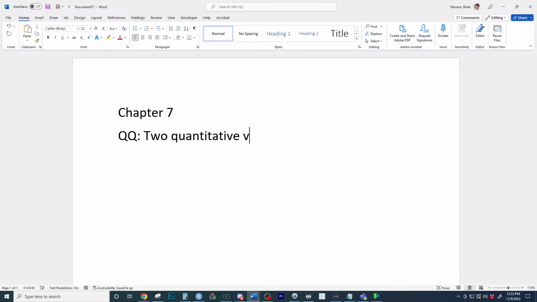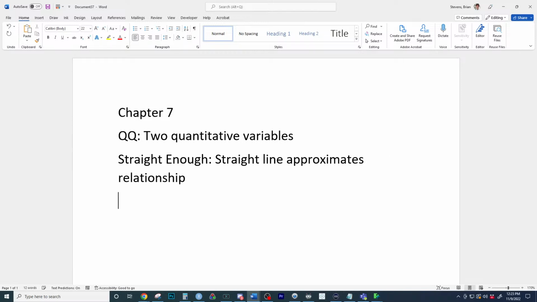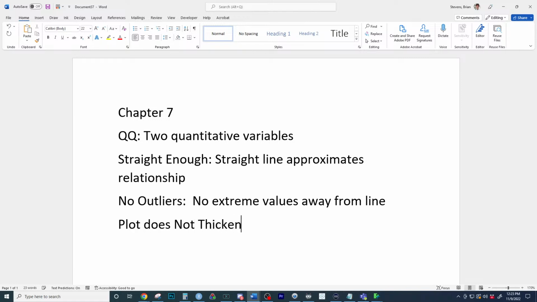You have to ask, are X and Y quantitative variables? So probably don't write QQ. I don't think it's a written question, but you'd probably want to say 2 quantitative variables. We memorize it as QQ. Straight enough means a straight line approximates the relationship. It says no outliers, no extreme values away from the line. And the plot does not thicken.